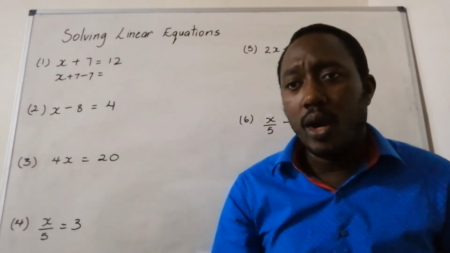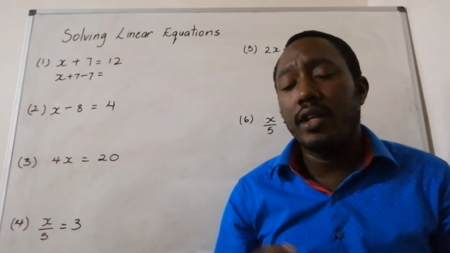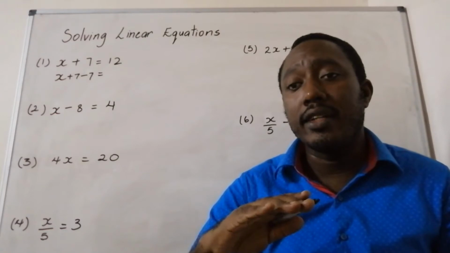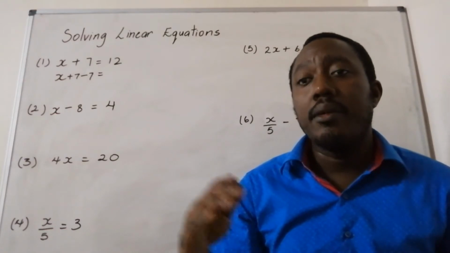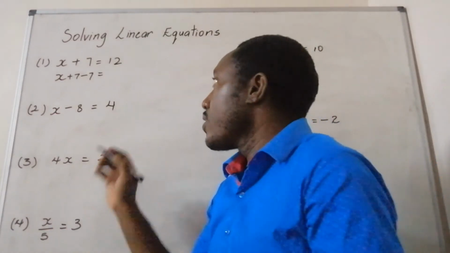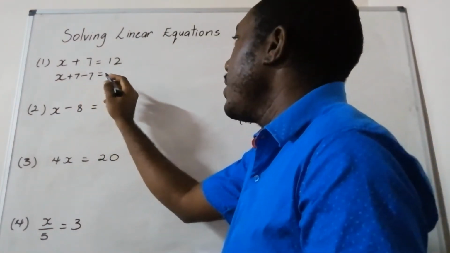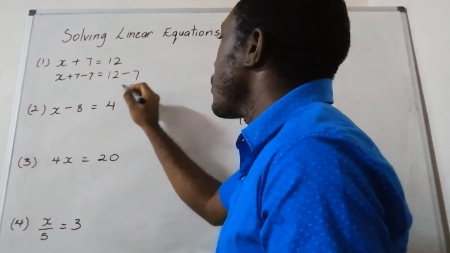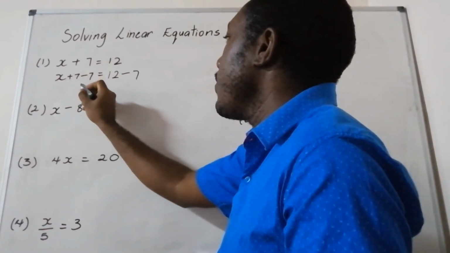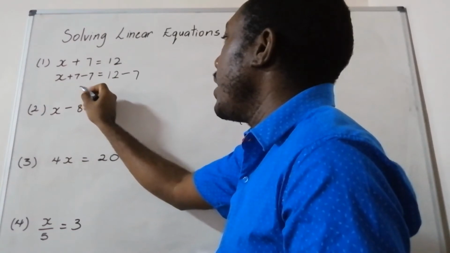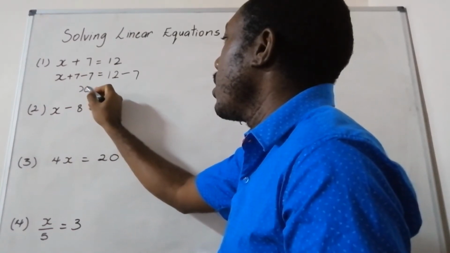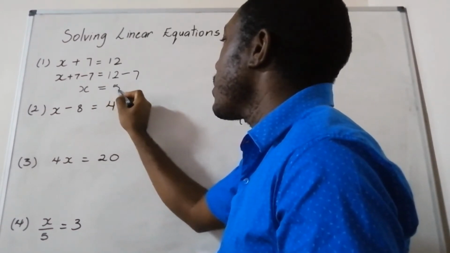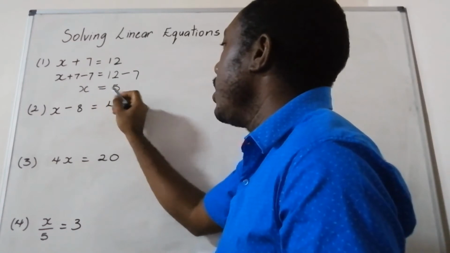Now, when I subtract on one side, I must do the same on the other side. Because it's an equation, it must remain balanced. Whatever is done on one side must be done on the other side. So x plus 7 minus 7, 12 minus 7. x plus 7 minus 7 gives us 0, so we're left with x alone over here. And 12 minus 7 will give us 5. So x is equal to 5.